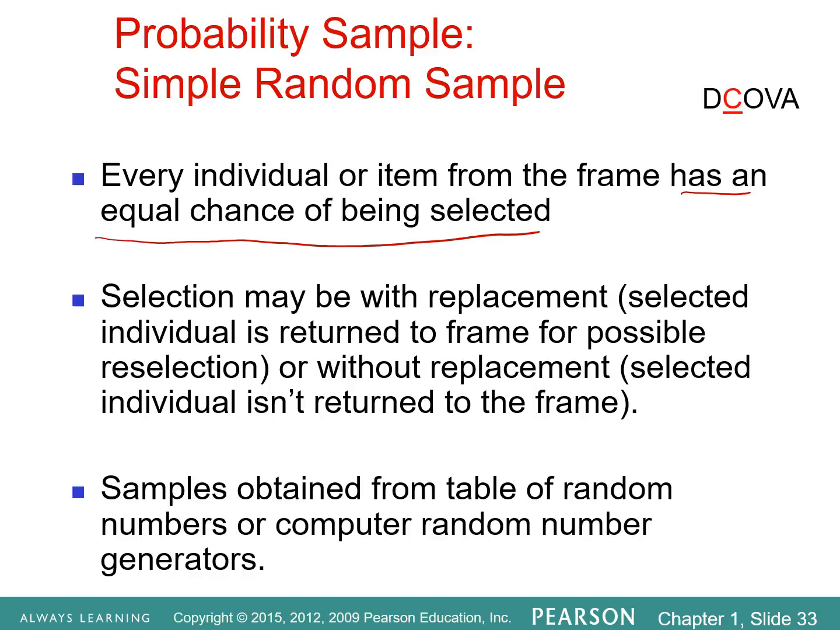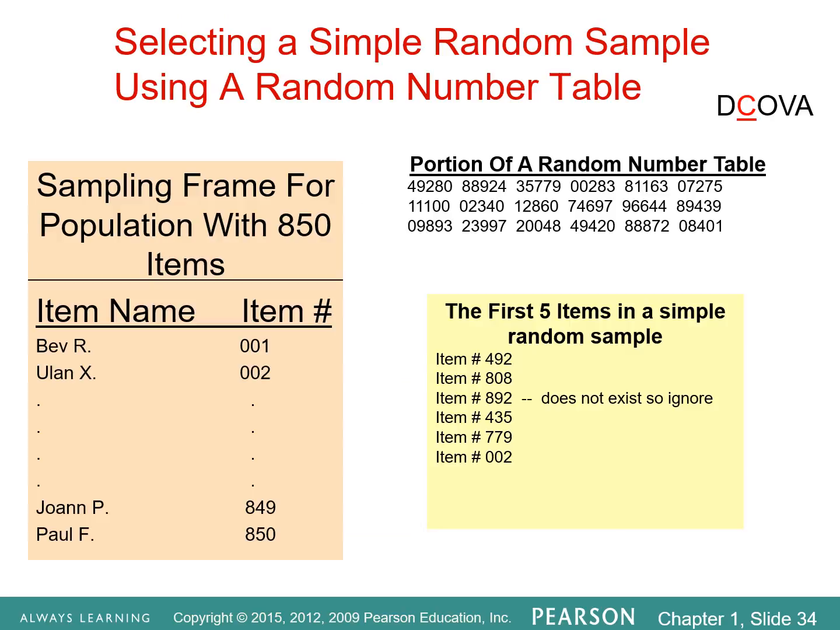For example, there are 8 white balls and 4 green balls. Now you can do the selection with, we're going to take a ball out and then not replace it. That's without replacement. Or we're going to take a ball out and then put it back in and keep taking the samples that way. Our samples are obtained from a random number table or computer random number generators.